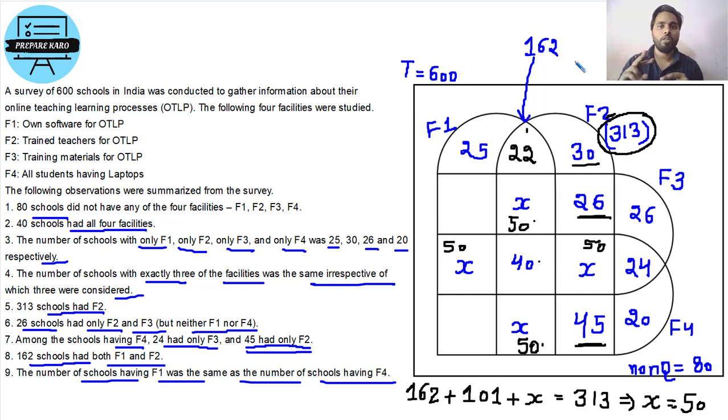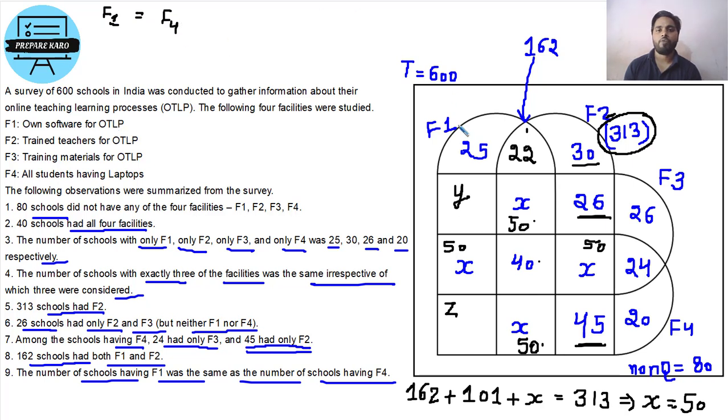We are left with only two regions now. The region where this only F1 and F3 is there and only F1 and F4 are there. Let's say this region is Y and this region is Z. Okay. Now, total of F1 is equal to total of F4. So, total of F1 is equal to total of F4.